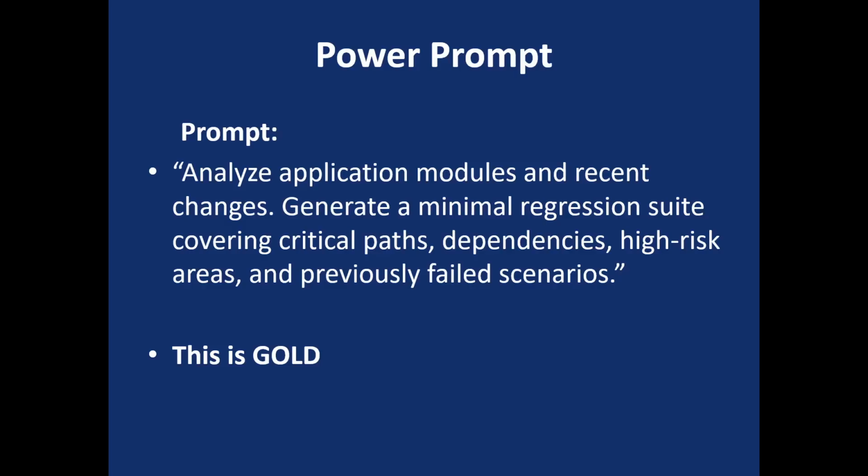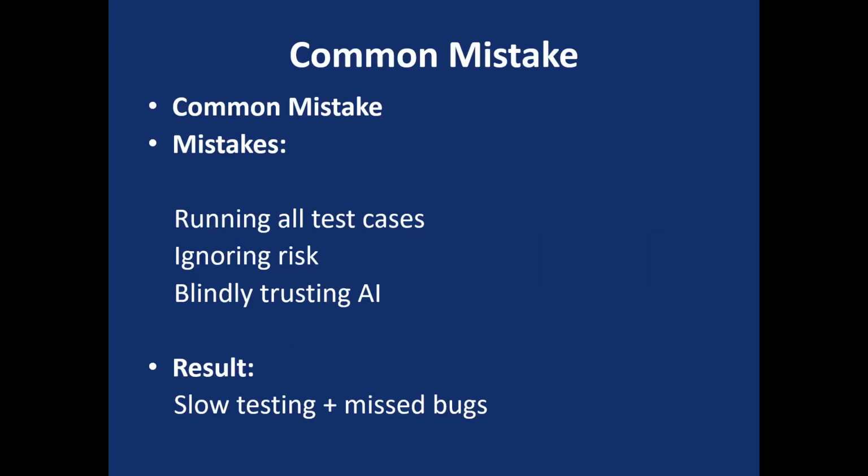So this is one powerful prompt I gave here. You can try this: analyze application modules and recent changes, generate a minimal regression suite covering critical paths, dependencies, high risk areas, and previously failed scenarios. This is actually a gold prompt you can try. The big common mistake which beginners make is running all test cases, ignoring the risks, and blindly trusting AI. The result is slow testing plus missed bugs.